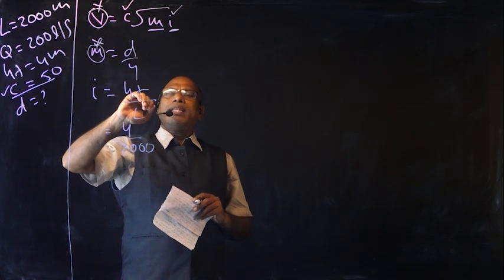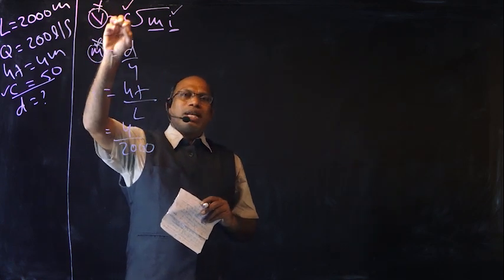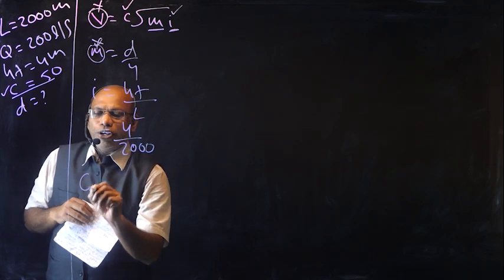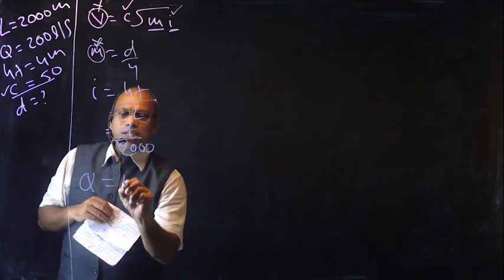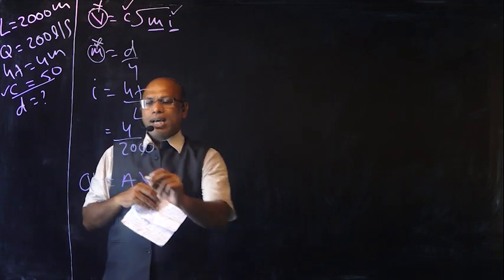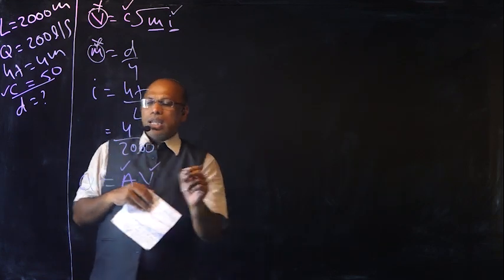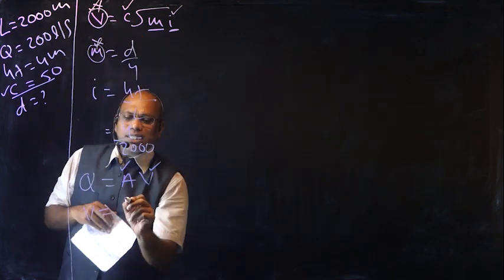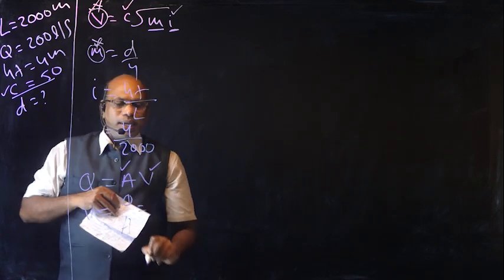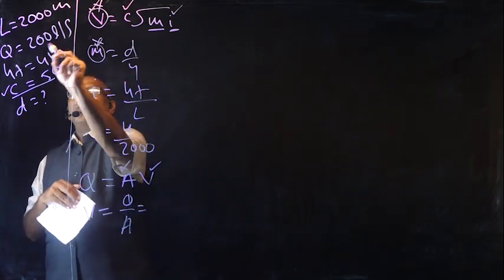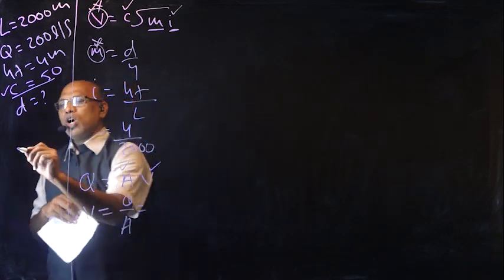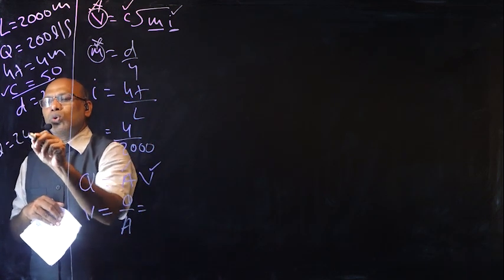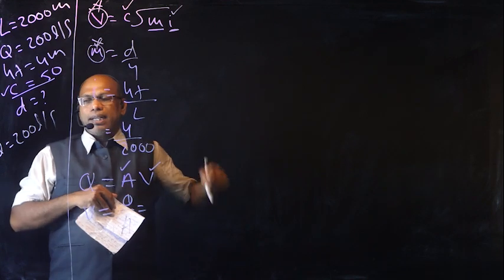First, we are going to determine the velocity. How to determine the velocity from the given data? We know one standard formula, discharge Q is equal to AV, cross-sectional area into velocity. Therefore, velocity V is equal to Q by A. Right? What is Q? Q is given, that is 200 liters per second, but that converts into meter cube per second.